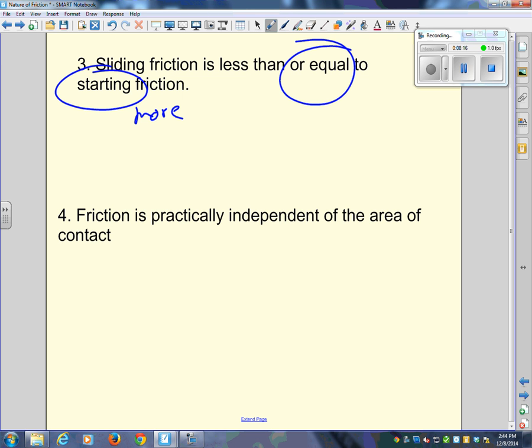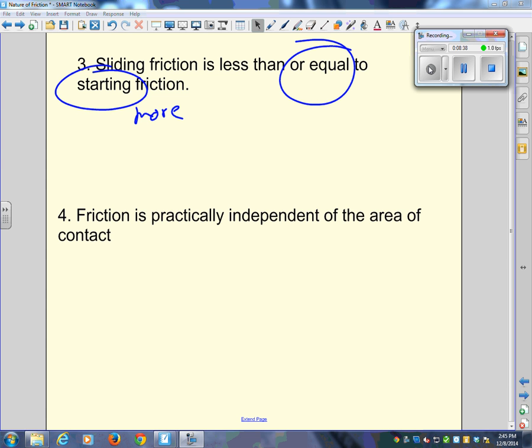And then I'm going to talk about number 4 here. All right. Point number 4. Friction is practically independent of the area of contact. Most people think the greater amount of contact, the greater amount of friction. Not true. Not true. Allow me to demonstrate.